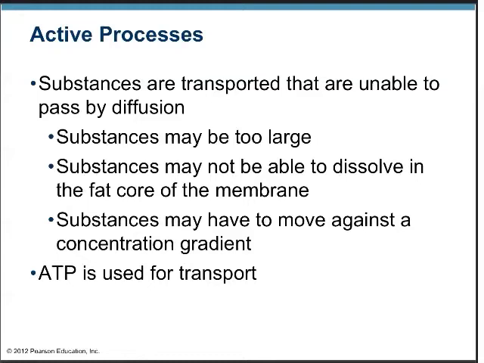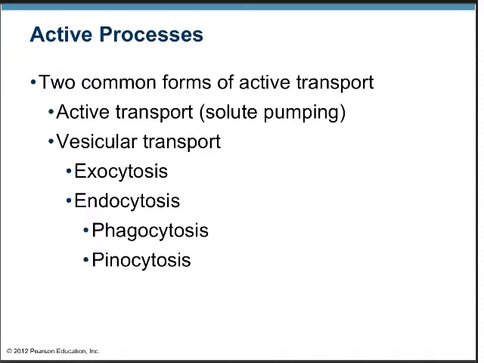All of these types of tasks can be helped using ATP, which is the universal energy currency, to drive what would normally be an unfavorable process. So there's two common forms of active transport. One is active transport known as solute pumping. The other is vesicular transport, and under vesicular transport we'll examine exo and endocytosis, as well as phagocytosis and pinocytosis.